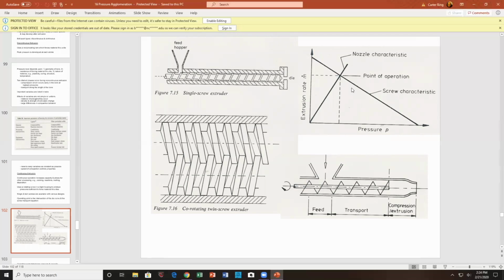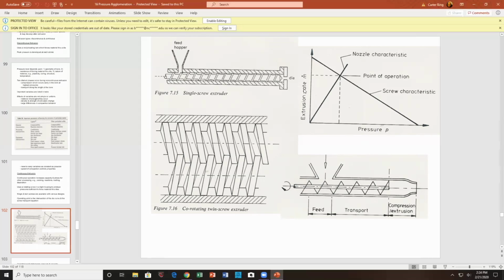This is your pump right here. And your nozzle characteristics are here. That would be similar to your system curve for pipe flow. And where the system curve intersects with the pump curve is the operating point, right? Which will tell you the pressure and the extrusion rate. Basically, you have volumetric flow rate here and pressure here.